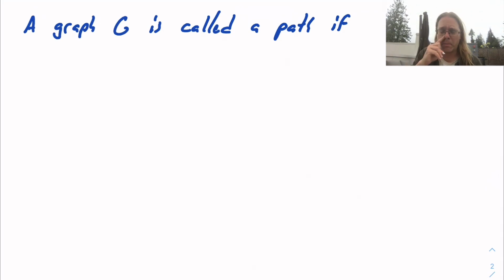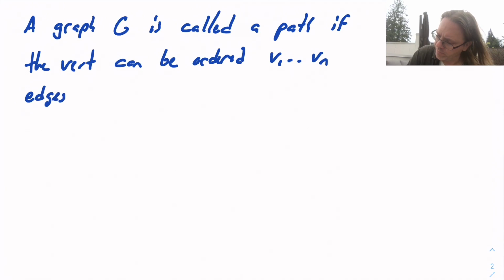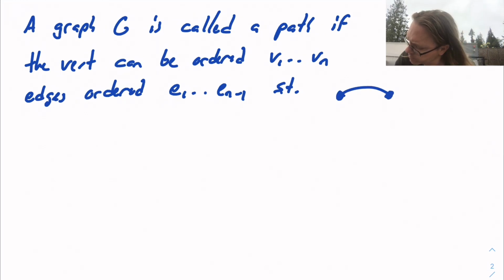Let me say that in a little bit more precise math speak. If the vertices can be ordered v1 up to vn, and edges ordered e1 up to e(n-1), such that what's always going to be true is that the edge ei goes between vi and v(i+1). I'll just draw that in a picture here.